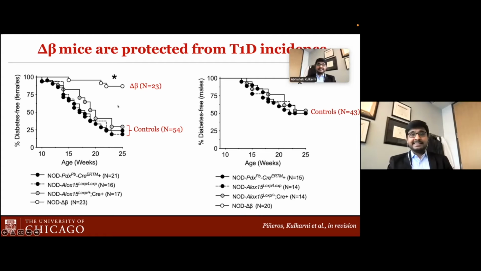Irrespective of their sex, there was more than 80% protection from diabetes development. So we were really excited by this outcome, and hence we wanted to delve deeper into what's happening to these islets. So we analyzed the pancreatic sections from these controls and the delta beta mice for encephalitis.